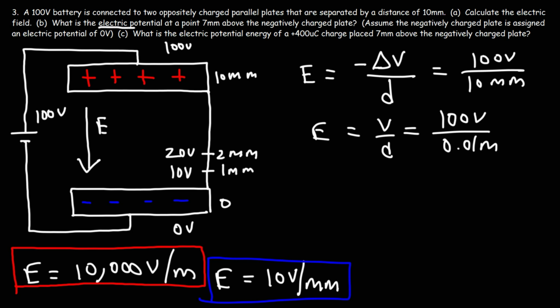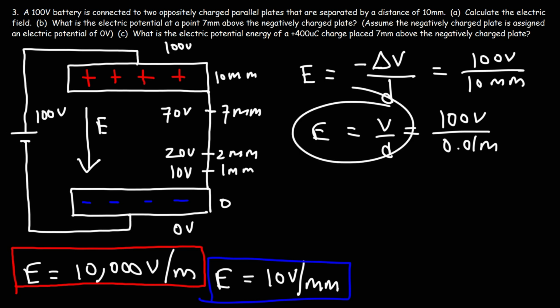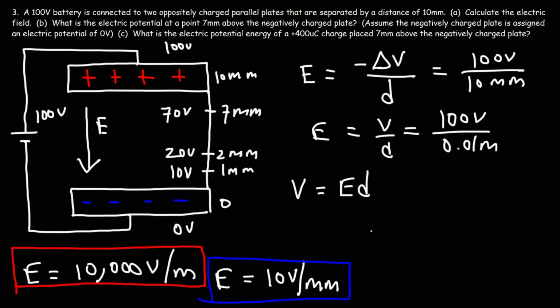In part B, we want to calculate the electric potential at a point 7 millimeters above the negatively charged plate. So 7 will be maybe somewhere over here. So this is going to be an electric potential of 70 volts. To get that answer, you could simply rearrange this formula. The electric potential, V, is going to be the electric field times the distance. So the electric field, using this one because we have the unit millimeters, is going to be 10 volts per millimeter. And then if we move a distance of 7 millimeters, these units will cancel. It will be 10 times 7, and that will give us an electric potential of 70 volts.